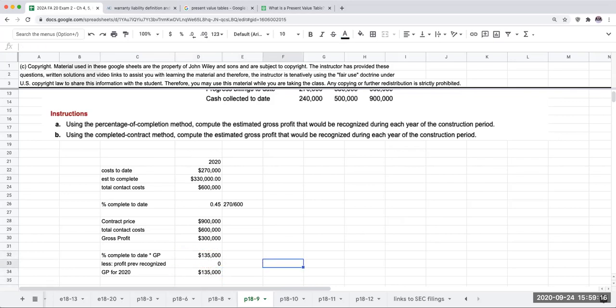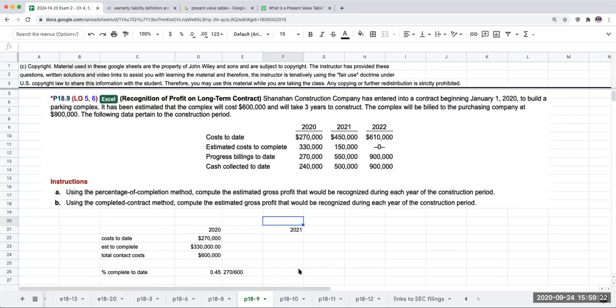Okay, so I go to 2021. In 2021, I had cost to date of 450,000. My estimated cost to complete is 150,000. So my total contract costs are still the same. My percentage complete to date is going to be my cost to date divided by the 600,000, or 75%. Now note, the actual costs during the year were around 180,000, right? Because I had 270 from before, I'm now at 450.